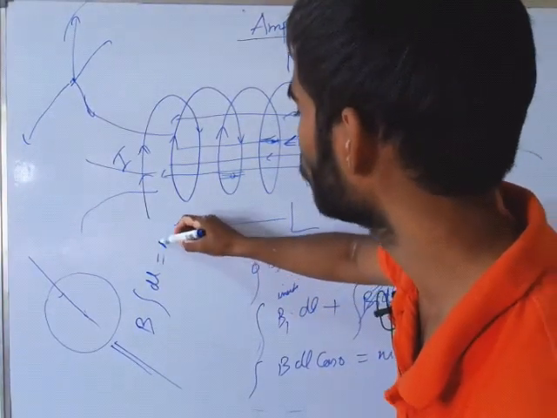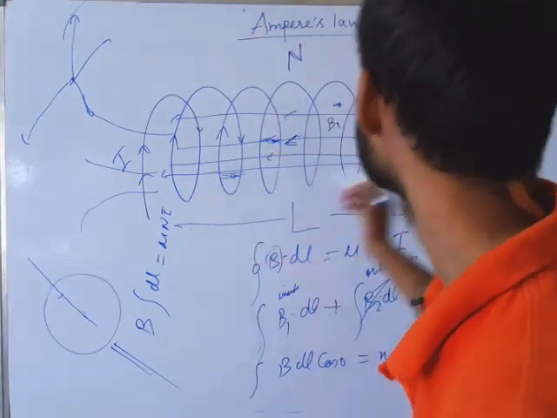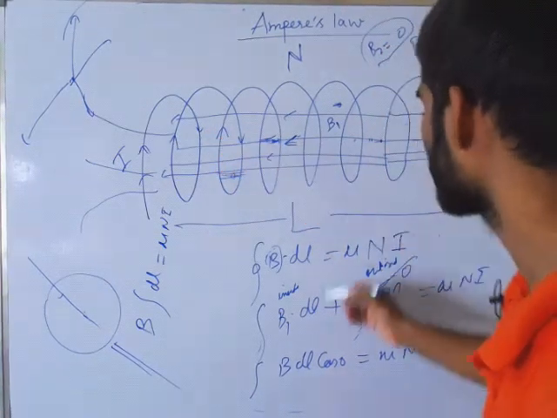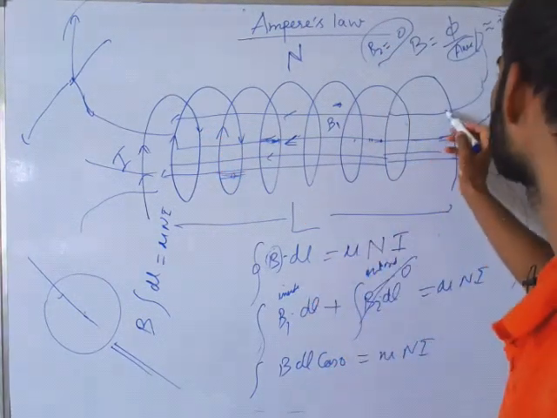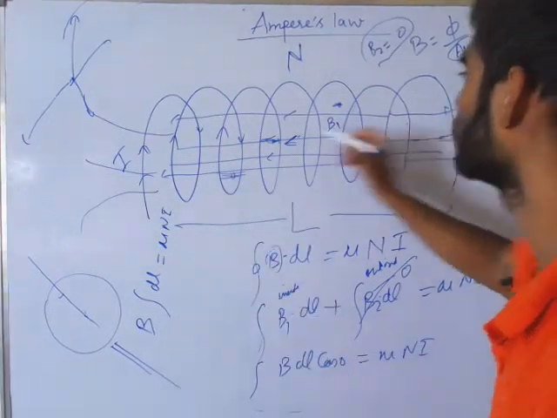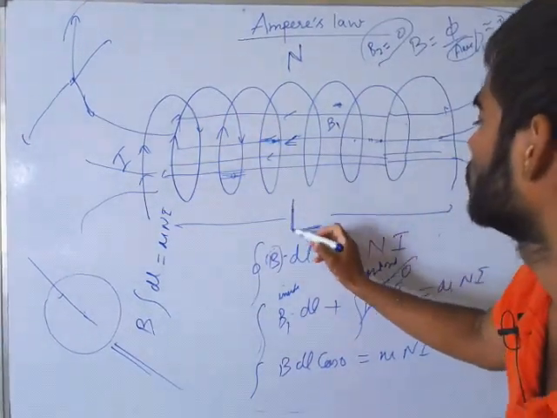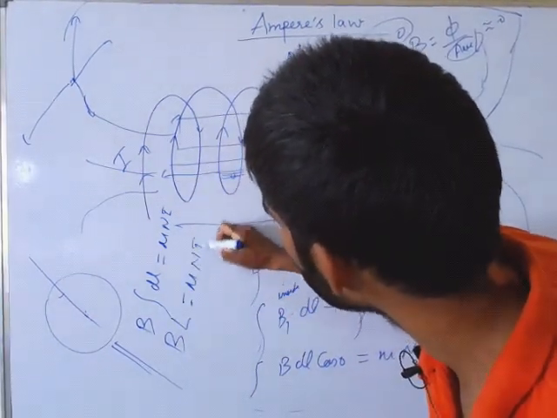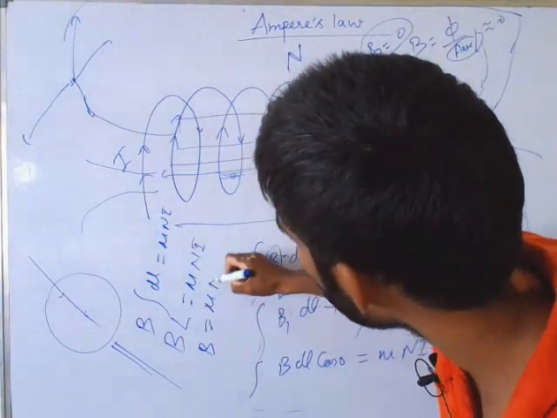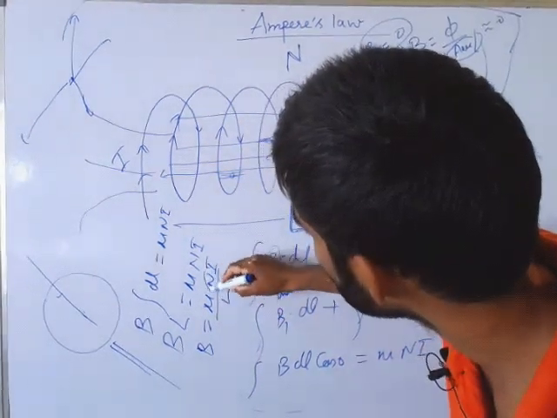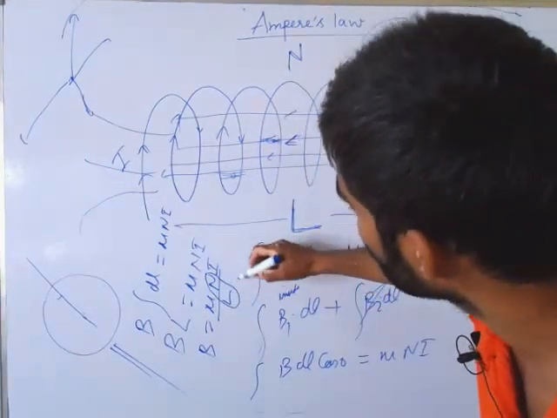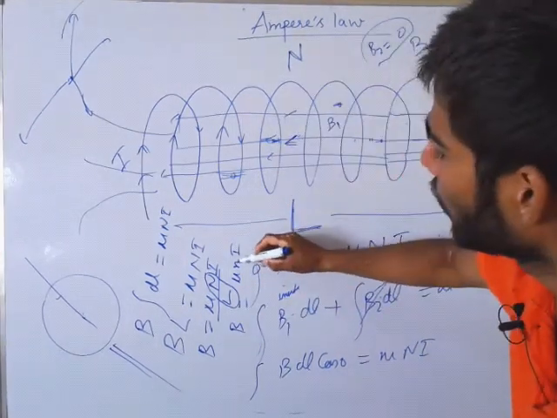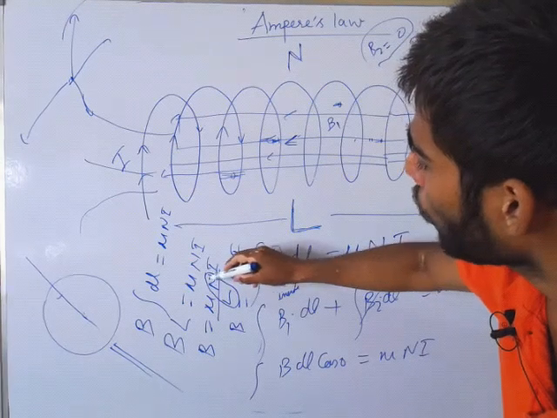Dl means integration, meaning the sum of all small lengths dl from here to here. We are taking the interior part only. This is the inside part. So the inside part length dl is how much length? Nothing but the length L. So B times L is equal to mu n I, so B becomes mu n I divided by L. This is the number of turns per unit length. So we can write mu small n I. B is equal to mu small n I, where small n is called the number of turns per unit length.